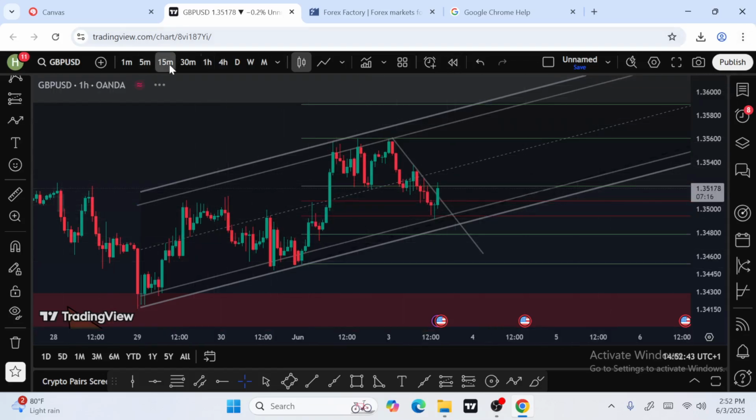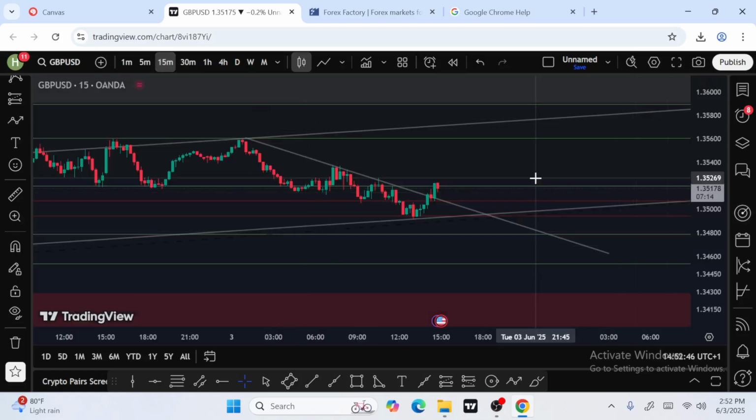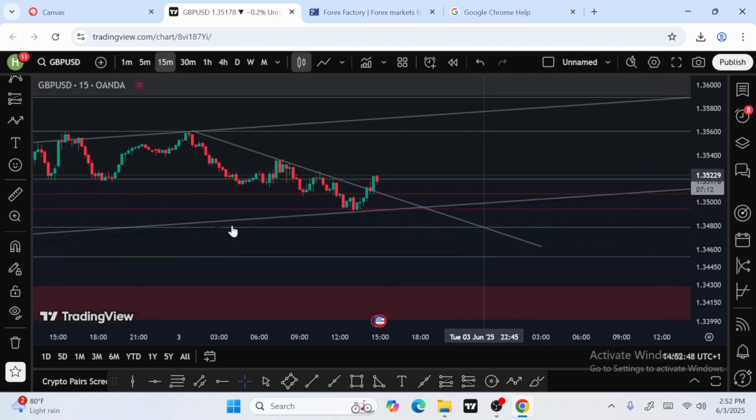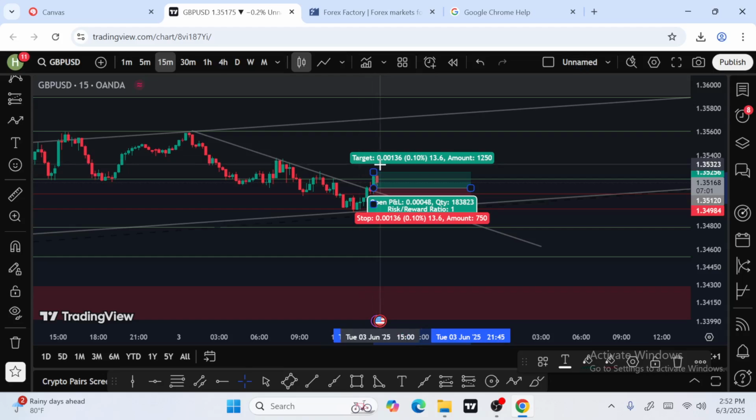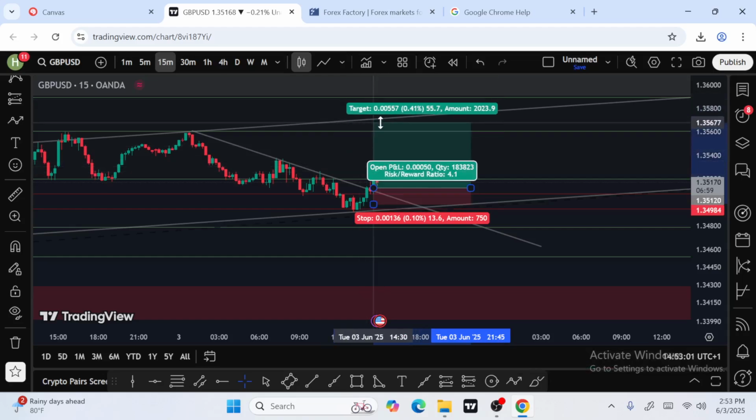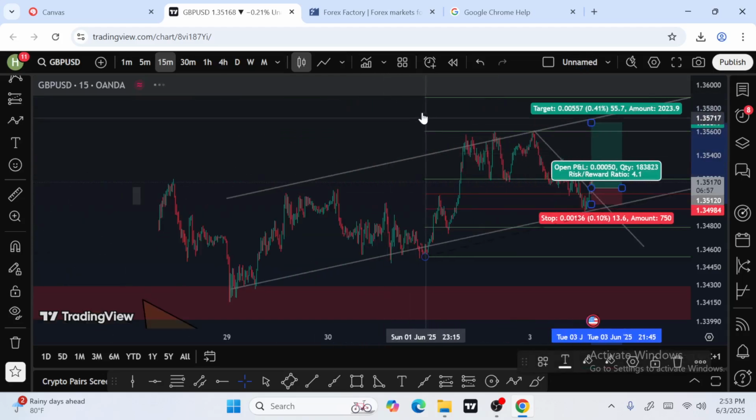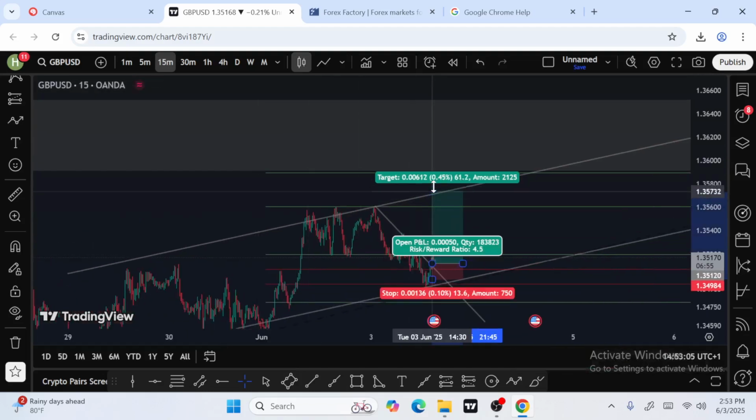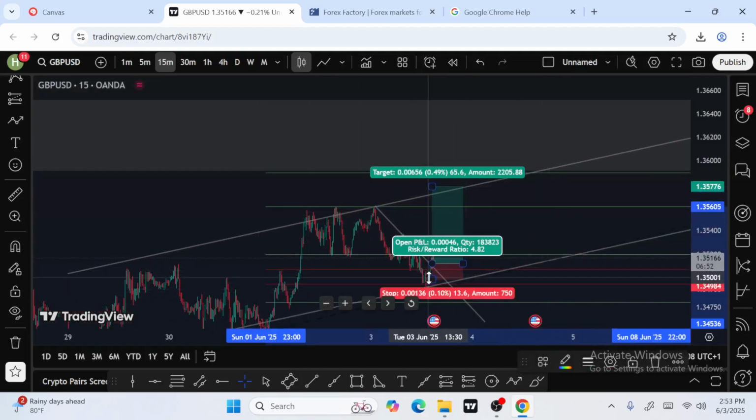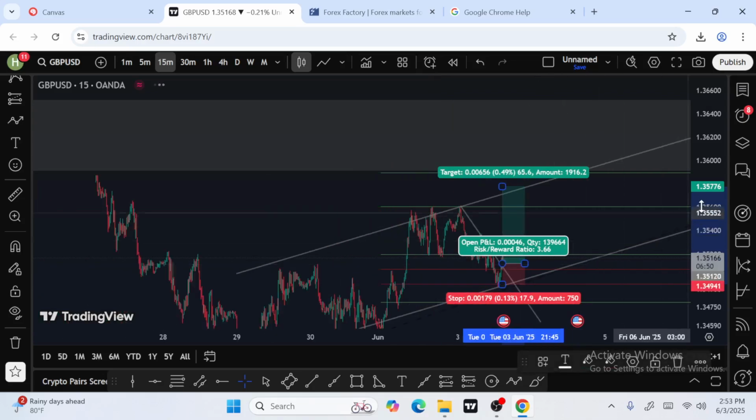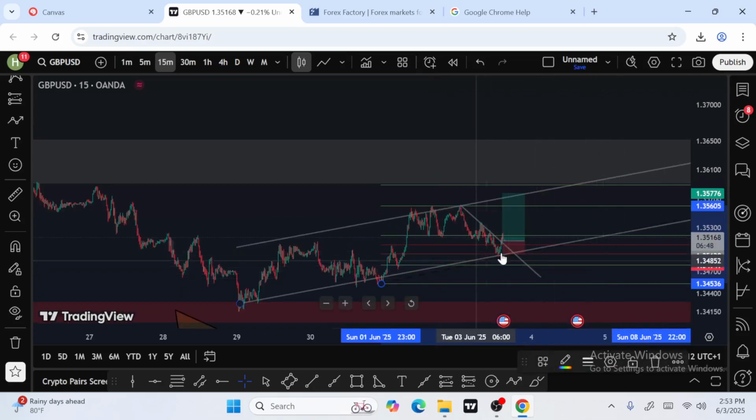Come to 15-minute time frame for your entry. Do you see this? This bullish engulfing bar is responsible for the breakout of this counter trend line. What will you now do? Long at this point to this point. Your stop loss will be where? Below the liquidity. Yeah.